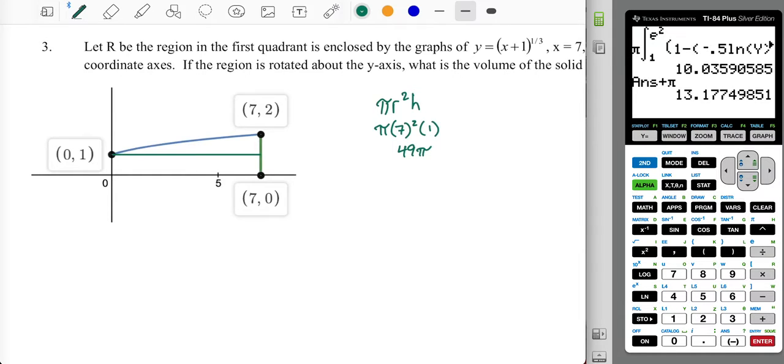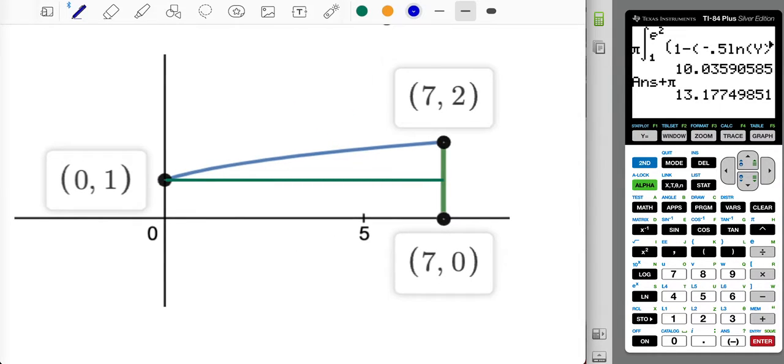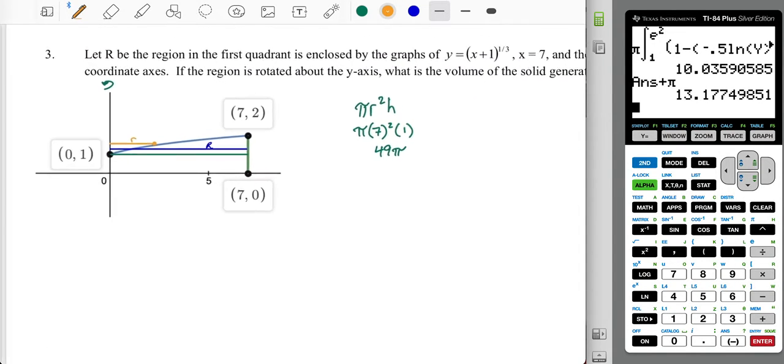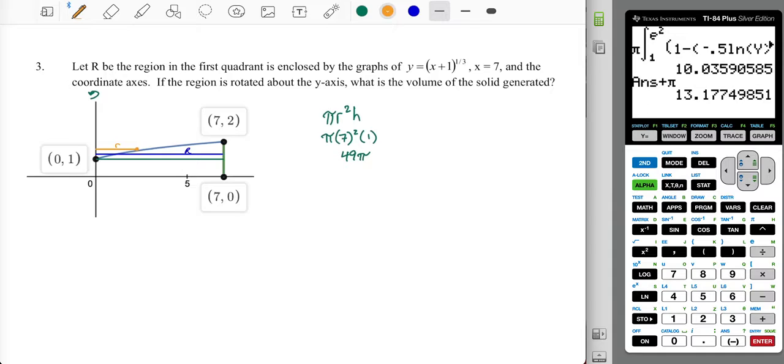It's the other piece that we really care about. We have this overall length here, which would be our capital R. And then we have the shorter length, which is just going from the axis of revolution, which is the y-axis, to the curve itself. That's the lowercase r. What we're looking to do is add that result to the 49 pi.